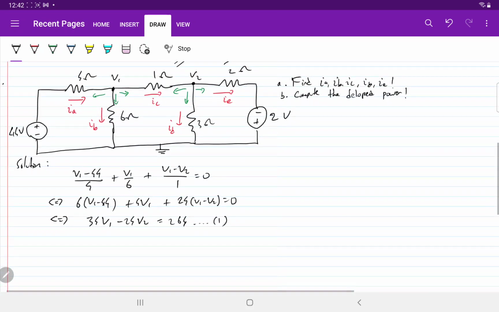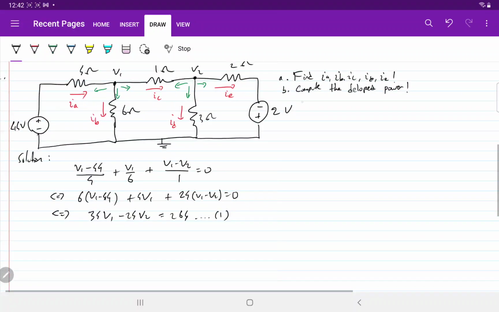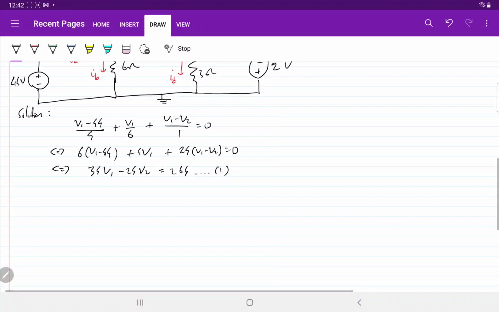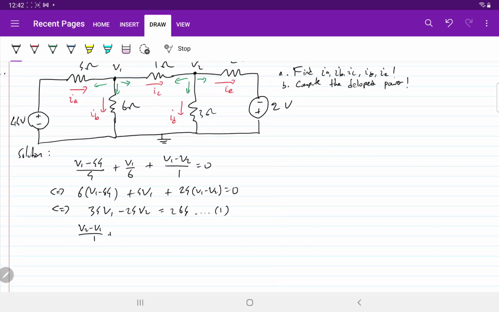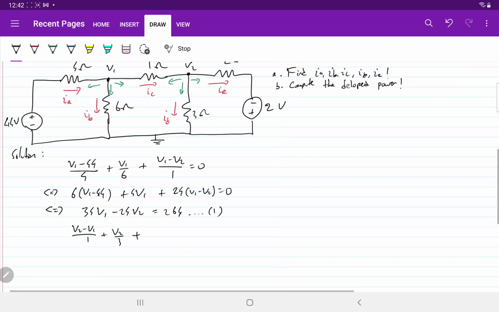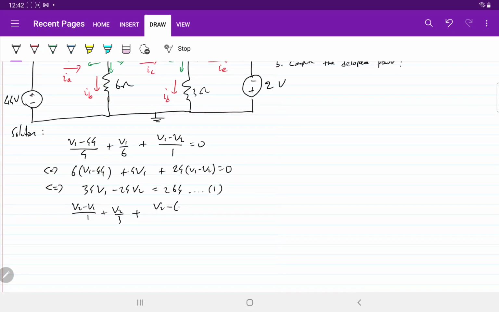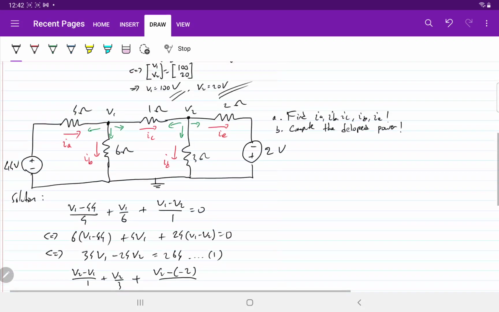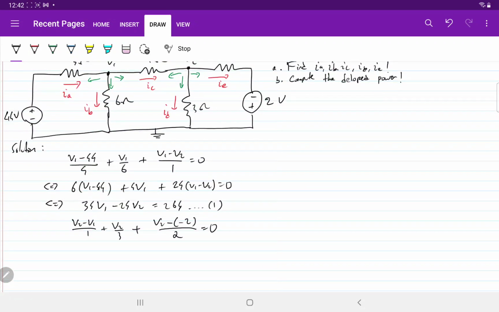The second equation is on this V2 node. We have (V2 minus V1) over 1 ohm plus V2 over 3, right? And the last one is V2 minus, notice that the voltage sign on this voltage source is flipped, right? You have negative there instead of positive, so minus (minus 2) over 2 equals 0.